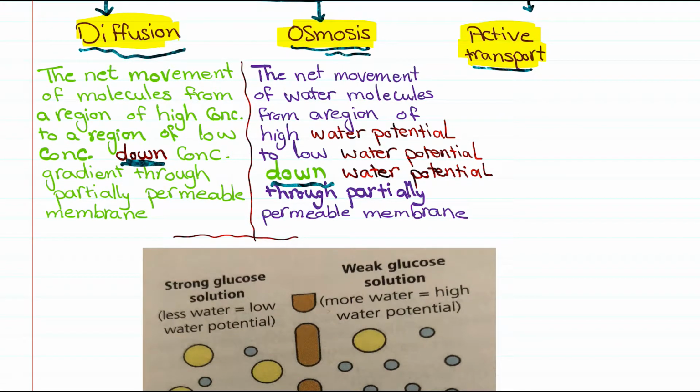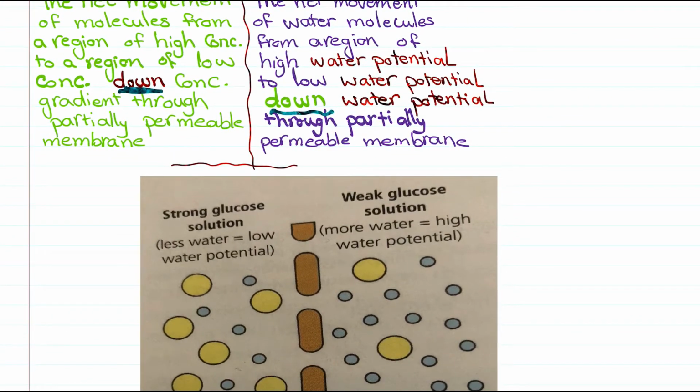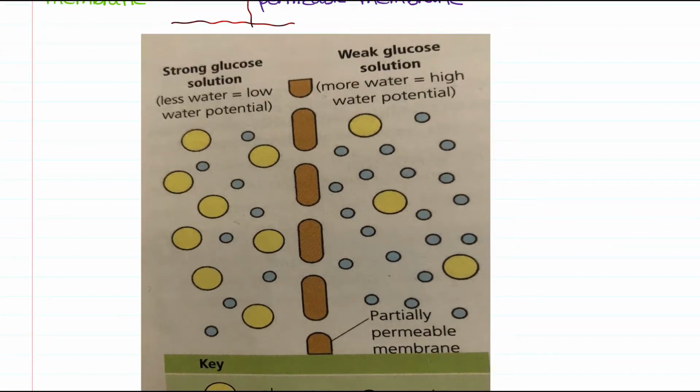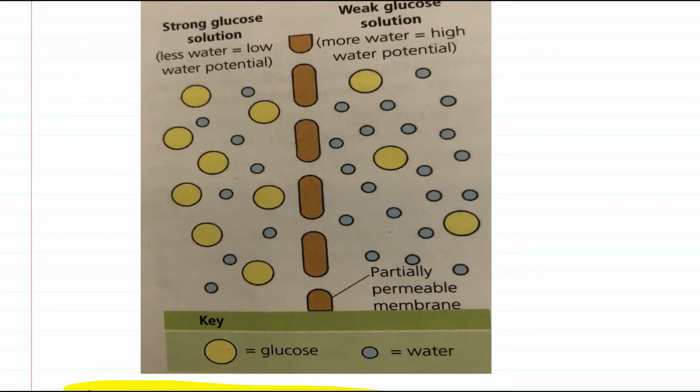The tricky point in this part: if we have any solution, just focus on the water molecules. As you see in the diagram, we have sugar molecules and water molecules, and between them two solutions, a concentrated one and a diluted one. What do we mean by concentrated? It means the water potential is lower. But the diluted solution has high water potential, meaning the number of water molecules is high.